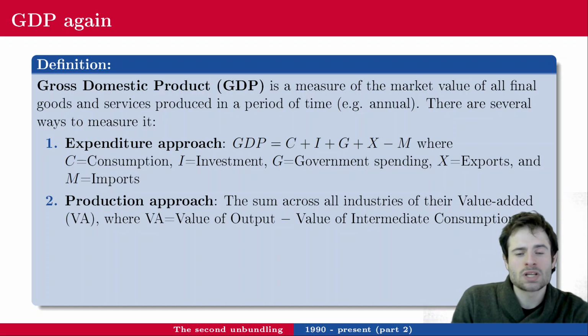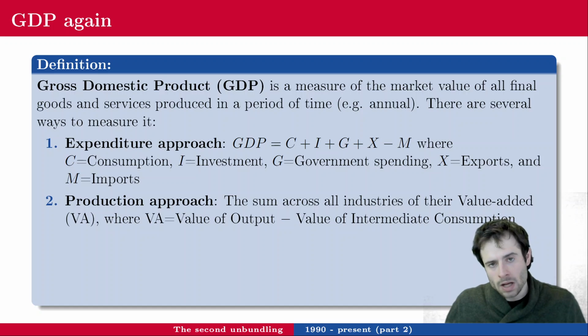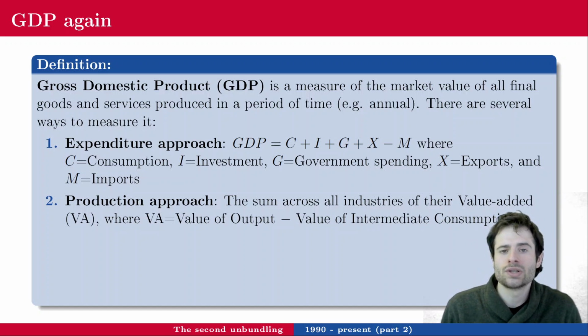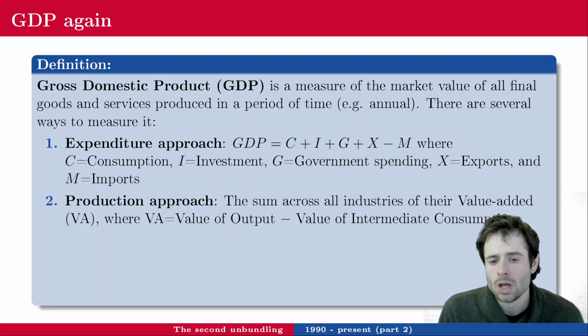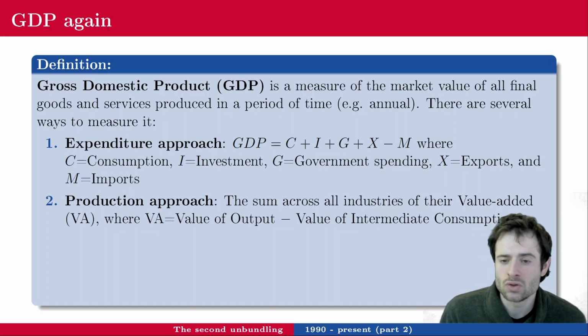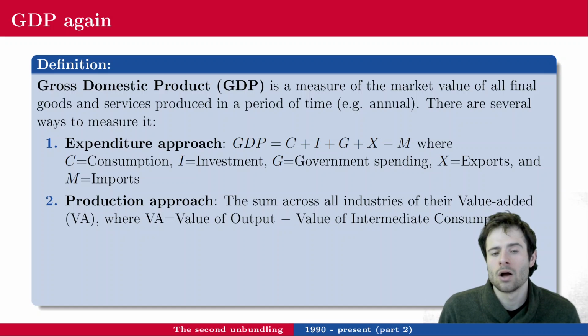The second approach, which is equivalent in terms of numbers, but comes from another source, comes from production. This is the one I mentioned last week or 2 weeks ago, which is the sum across all industries of their value added, where value added is equal to the value of the output minus the value of intermediate consumption. Okay? Those formulas you need to know, at least you need to be able to use them. Okay? Especially GDP.